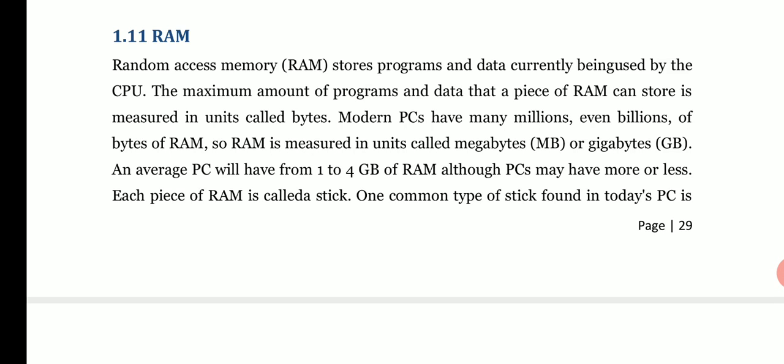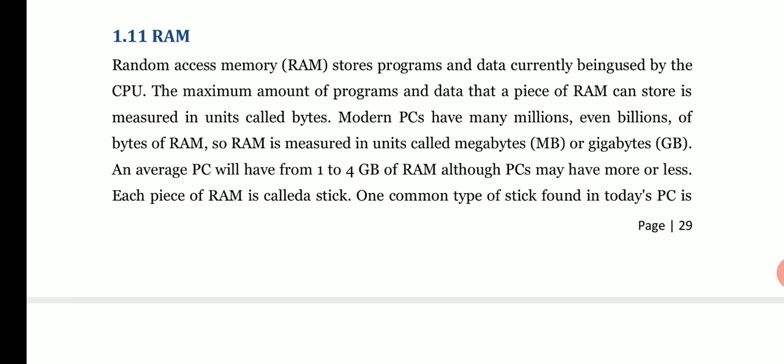So now the RAM is random access memory. It stores programs and data currently being used in the CPU. This RAM is measured in units called megabytes, MB, or gigabytes, GB. Each piece of RAM is called a stick.